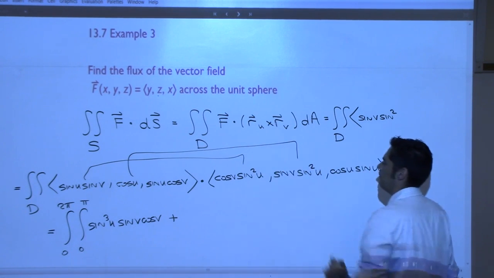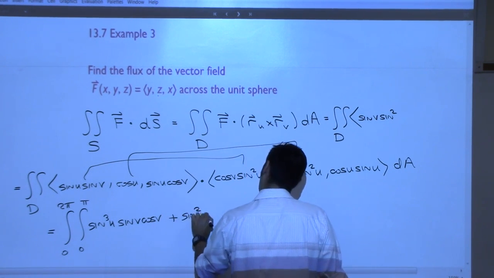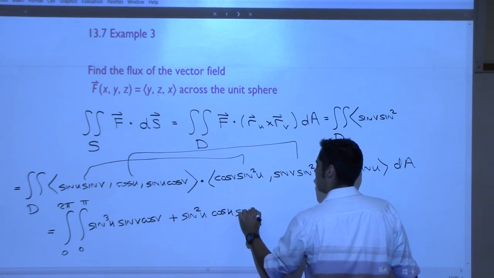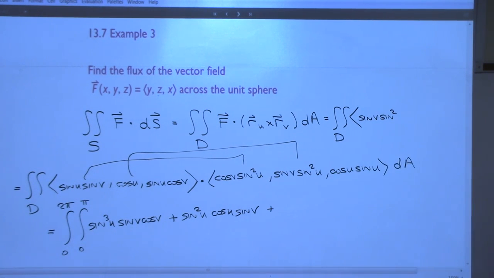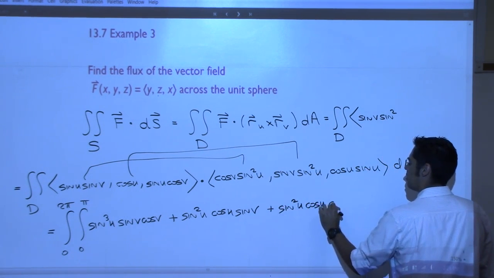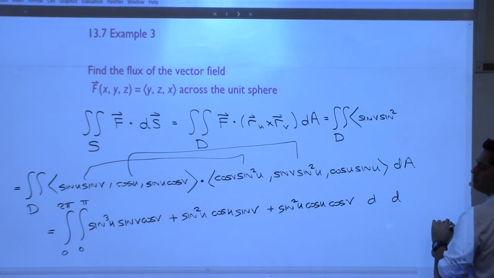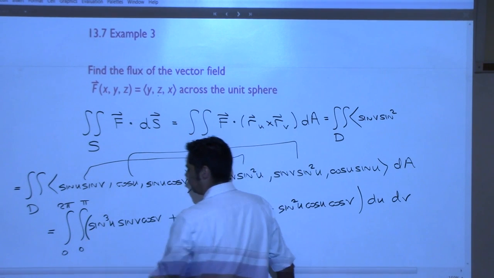this and this, sine squared u, cosine u, sine v, and then the last one plus sine squared u, cosine u, cosine v, du dv. And then you get the pleasure of integrating that.